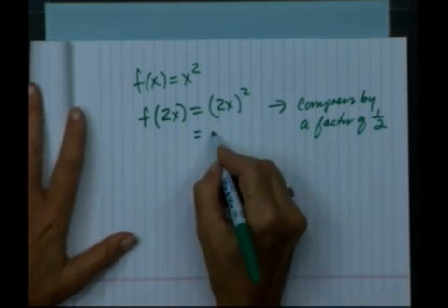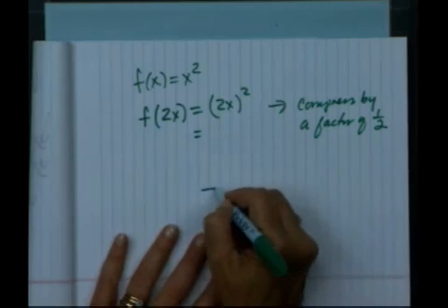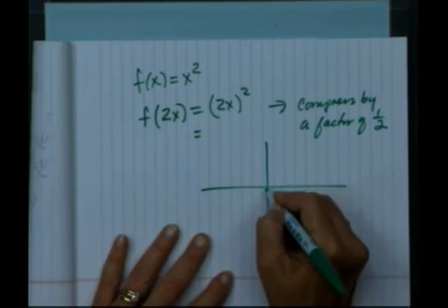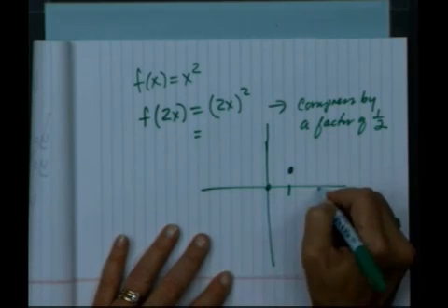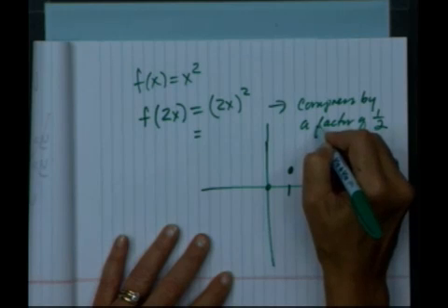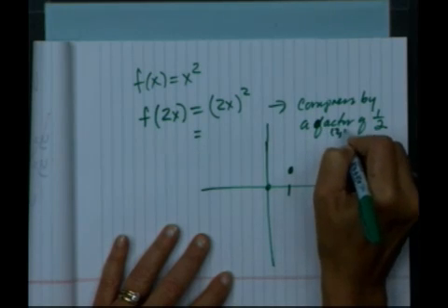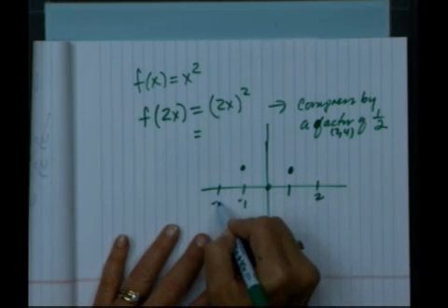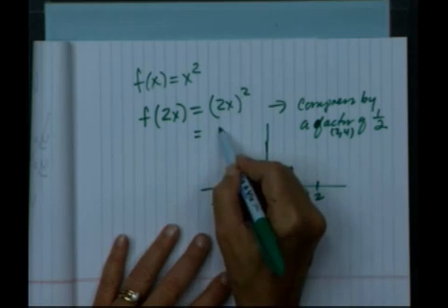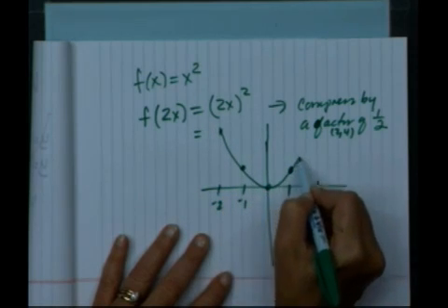If you multiply this out, well, let's just do it. 0, 0, 1, 1, and let's do a 2, 4 up here. And a negative 1, 1, and a negative 2, 4. All right, there's the graph of y equals x squared.